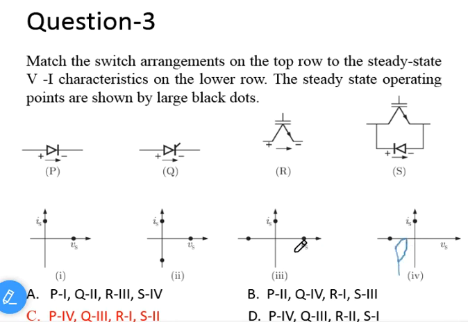Just look into this characteristic. It is saying that you can block positive voltage and negative voltage, and it will allow positive current. Then what is the switch corresponding to this? This is where you can block reverse voltage, and it can allow only positive current. As we discussed earlier, it is SCR. Therefore, this characteristic belongs to SCR.